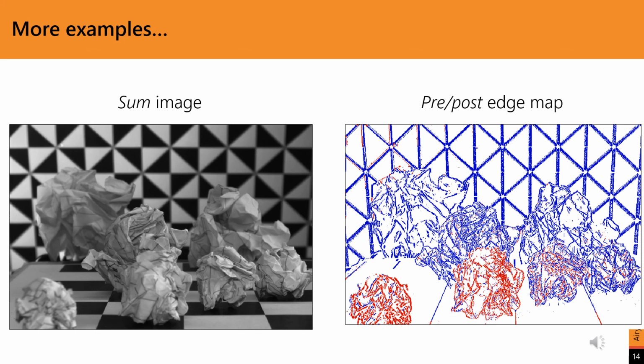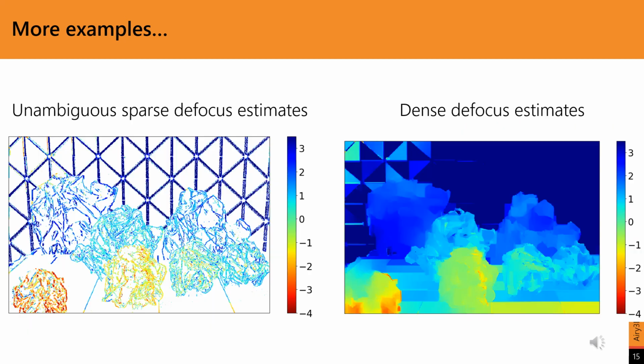This next scene has more edge orientations. Balls of crumpled paper are placed on a checkerboard floor. Far in the background is a flat wall with various black and white edges. Again, the pre-post edge estimates are shown to the right of the sum image. Note that the horizontal edges of the checkerboard and the back wall are missing since our TDM only has vertical gratings. To the left, we can see the defocus estimates for the paper balls with the corresponding dense estimates to its right. The defocus estimates increase from bottom to top in trend with the depth.